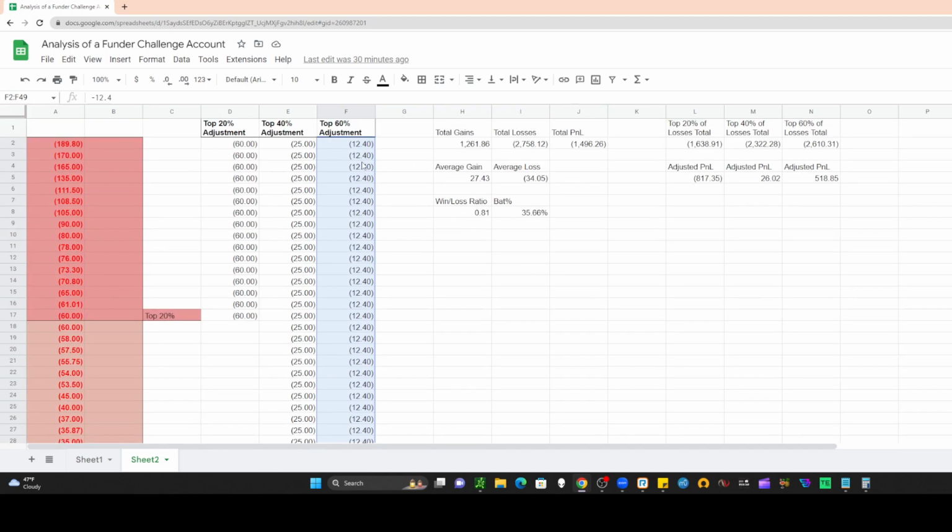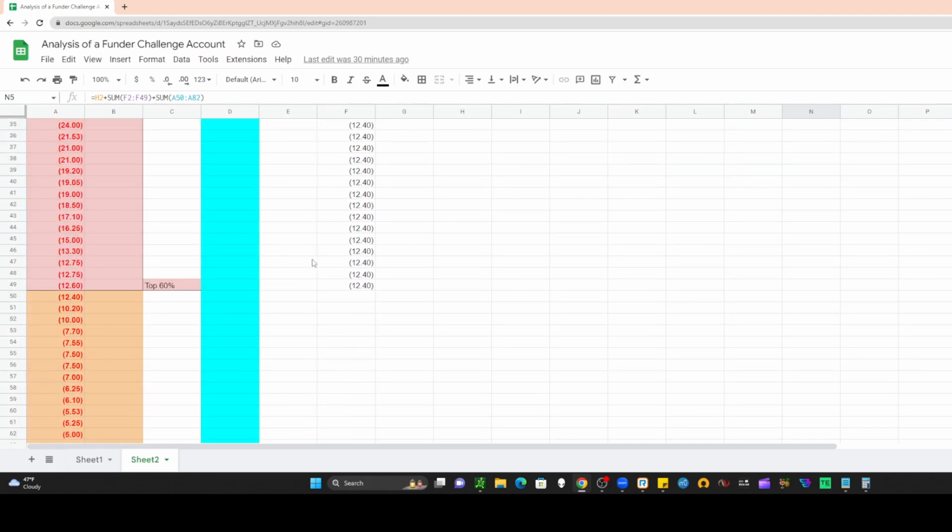If we cap the losses off at $12.40, we get to positive $518.85, which means that you have a net gain, not a net loss. It's not a big gain, but it is a gain nonetheless compared to a loss. So, in summary, if we can control our downside more effectively, we actually give ourselves room to get some upside.